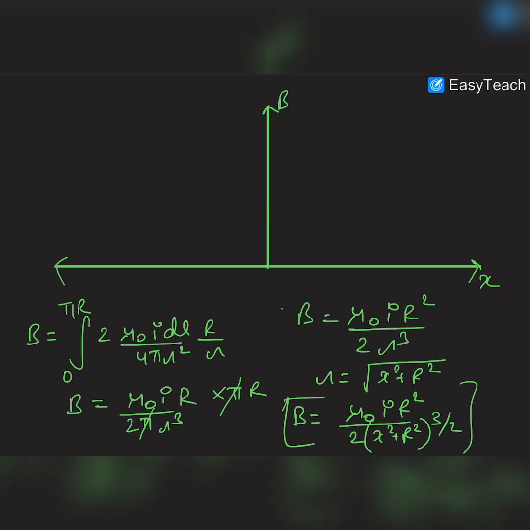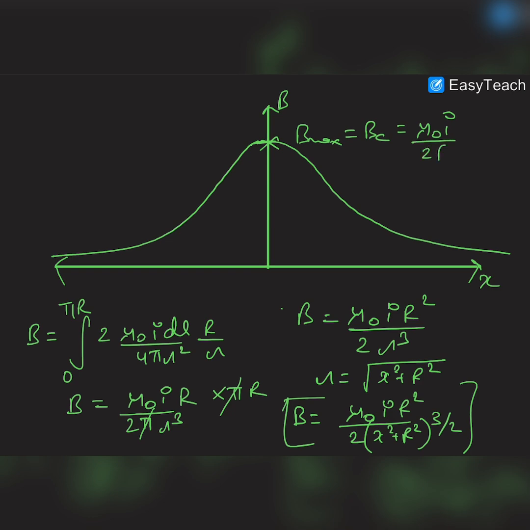So now let us draw the graph. This graph would be like that. It would not become negative on the back of the ring because the direction is not getting changed, and it goes like that. So this is B max, or B max is at B center, which is mu naught I by 2r, and the direction of magnetic field on both sides of the ring will be the same.